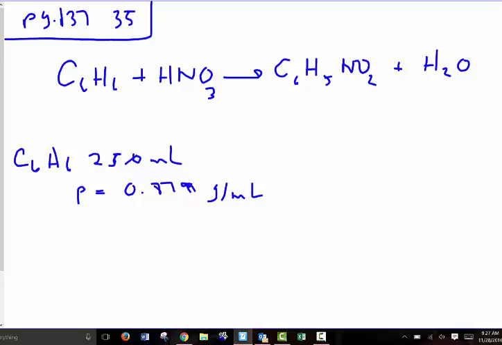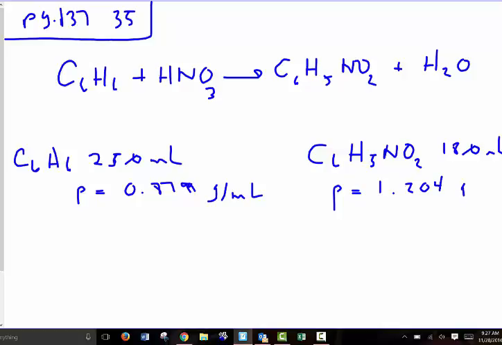We also are told that the product, C6H5NO2, we get 18 mL of that. So let's think about that for a minute. This is what we have over here: C6H5NO2. So we end up with 18 mL of this, and our density is given to us in the question. This has a density of 1.204 grams per mL. By the way, this is a decimal place right here.